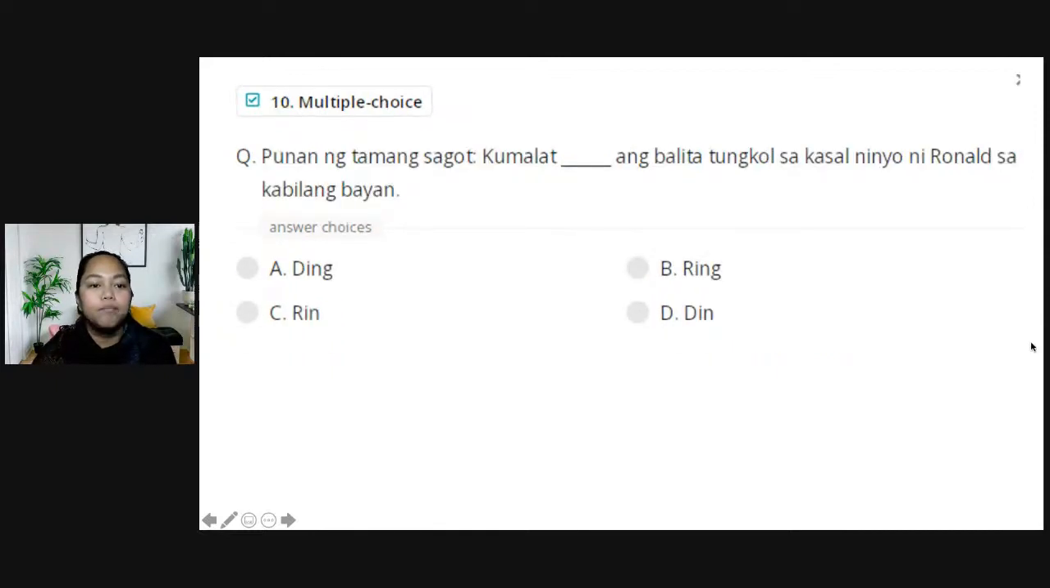Number 10. Punan ng tamang sagot. Kumalat, patlang ang balita tungkol sa kasal ninyo ni Ronald sa kabilang bayan. Is it letter A, ding, letter B, ring, letter C, rin, or letter D, din? Okay, what is the correct choice?